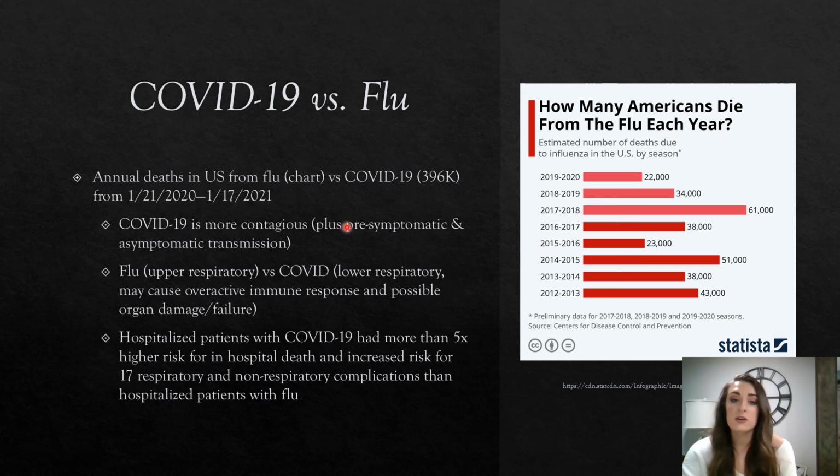It also may cause an overactive immune response, and like I talked about earlier, it can damage other organs like the heart and the kidneys, and so that may lead to organ damage or failure in those organs, especially in a person that already is having issues with one or multiple organs. And also, there's just this statistic here that hospitalized patients with COVID-19 had more than 5 times higher risk for in-hospital death and increased risk for 17 respiratory and non-respiratory complications than hospitalized patients with the flu. Okay, and so that is all on COVID-19 versus the flu. And so now the next section will cover how vaccines, masks, and social distancing work to stop the spread of disease.